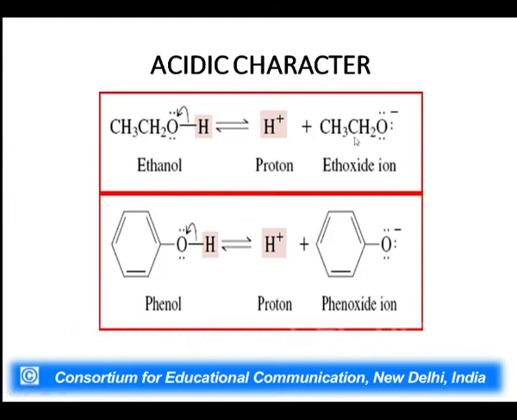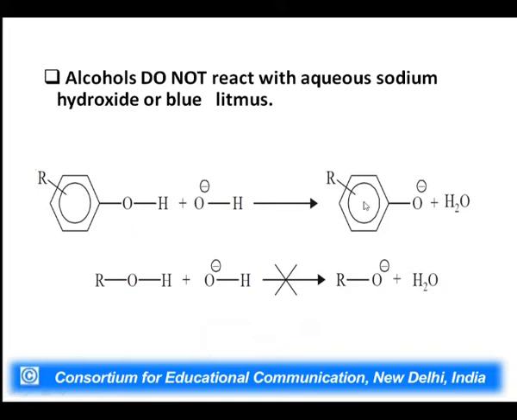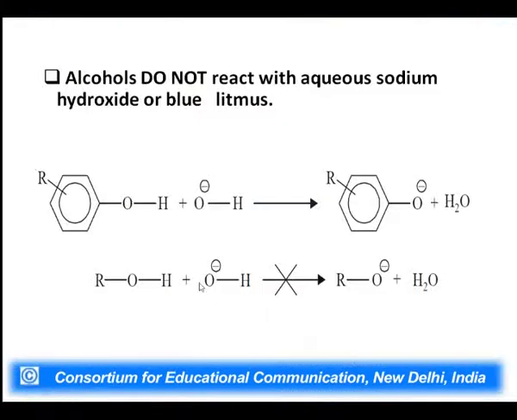The second thing that we have to look into is the conjugate base. Here the ethyl group has a plus I effect. As a result, the electron density on this oxygen increases, and this is a stronger base as compared to phenoxide. Even if we talk of the properties, both phenol and alcohol react with electropositive metals like sodium and potassium, but alcohol does not react with bases like NaOH and KOH, whereas phenol does. Neither does alcohol turn blue litmus red. So alcohol is less acidic as compared to phenol.